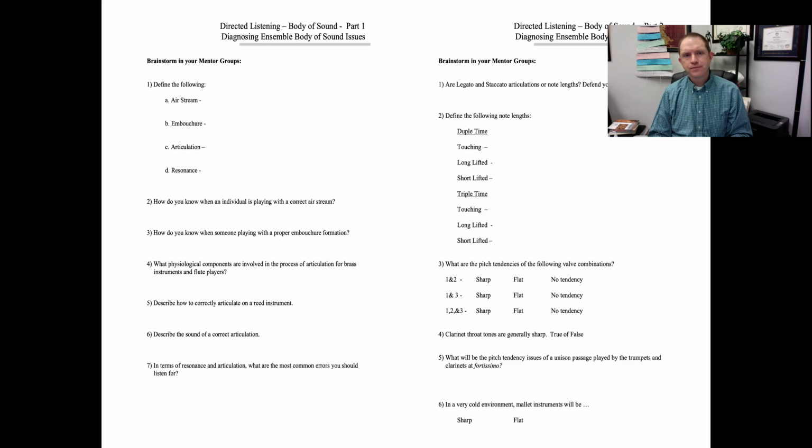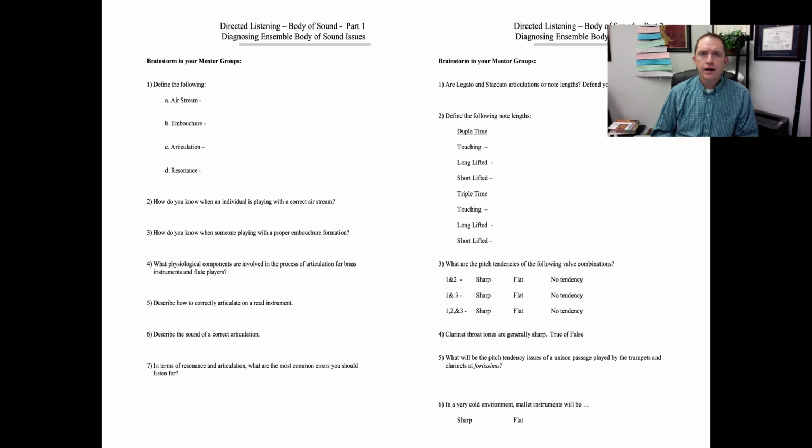Well, how do we do that? We do that by looking at, number 1, the definition of airstream, embouchure, articulation, resonance. When we use those words, what do we mean? Defining that very clearly is going to be critical. If we can have a specific definition, now we can measure it. We can describe it, we can provide specific feedback, and we can have an effective assessment protocol if our definitions are clear. Now, this is not an exhaustive list. This is an example of diagnosing issues within your ensemble, especially at the beginner level.